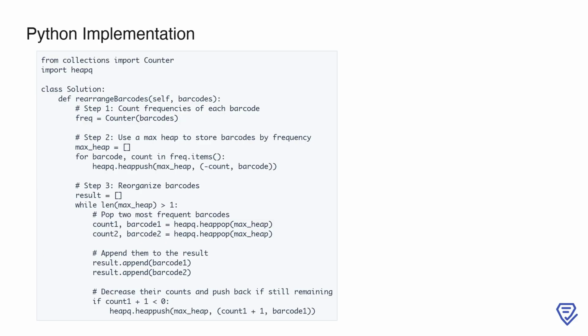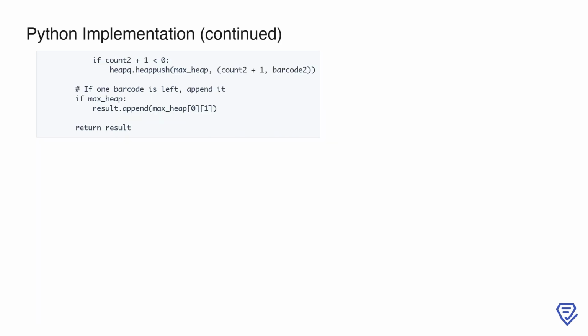After using these barcodes, we decrease their counts, and if either still has a remaining count greater than 0, we push it back into the heap with its updated count. If the second barcode also has a remaining count greater than 0, we push it back into the heap as well. This ensures that all barcodes are processed until the heap is empty or contains only one item.